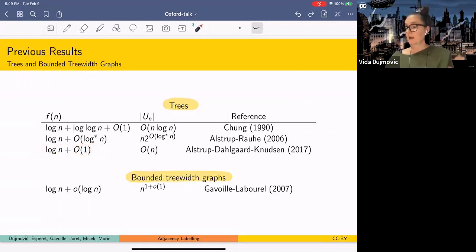So what about bounded treewidth graphs? Here's where we pay attention. We know now that there is basically an optimal result for bounded treewidth. And for me, I call something optimal if you have a 1 in front of log n. For now, we don't worry about improving lower order terms. So an optimal result up to lower order terms was known for bounded treewidth graphs, and it was known for trees.